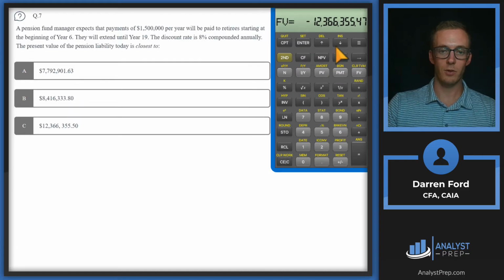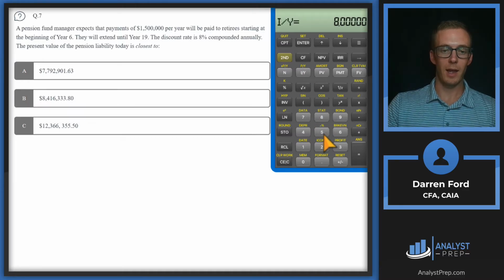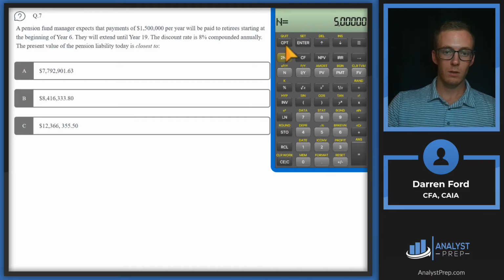So the nice thing is we already have this up. You can just click that future value number, and now it has that locked in here. We're going to change our payment to 0 because there's no payments during those first 5 years. We're going to be computing present value, so don't put anything in there. Interest rate will stay at 8. And then our N is going to be 5 because we're doing years 1 through 5. And we'll compute that present value, and we get B, 8.4 million.